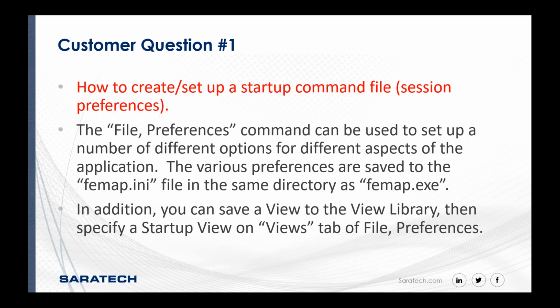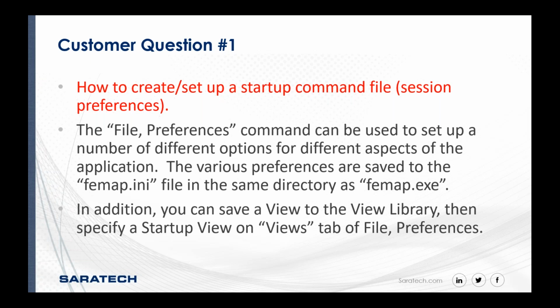If you've moved from an older version of FEMAP to a newer version, you basically just want all of your preferences to come with it. One of the things that you can do is take the FEMAP.ini file and bring that from a previous version over into your new version. There might be one or two things that are new that you want to set. Again, you can then just go to File Preferences and do that.